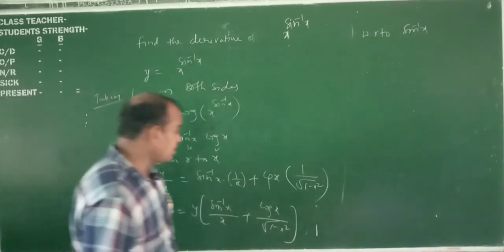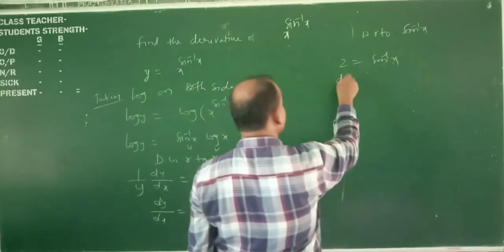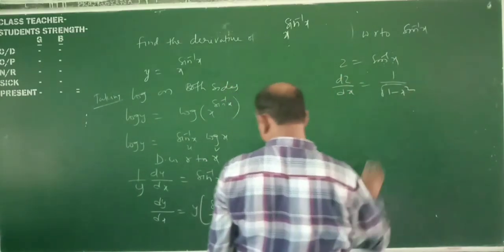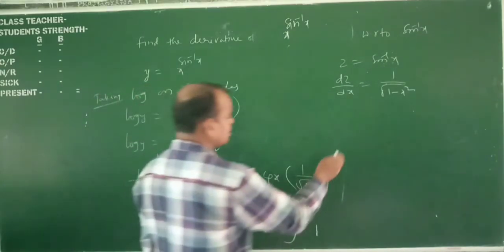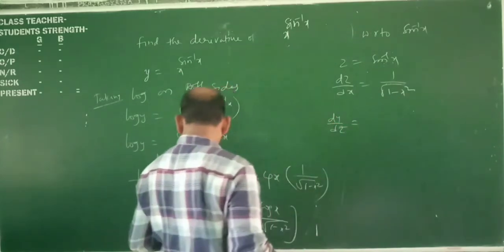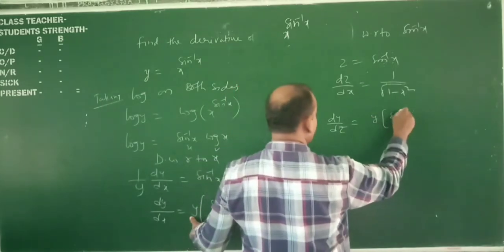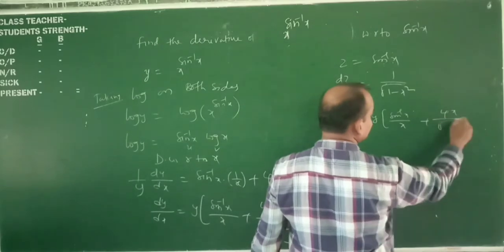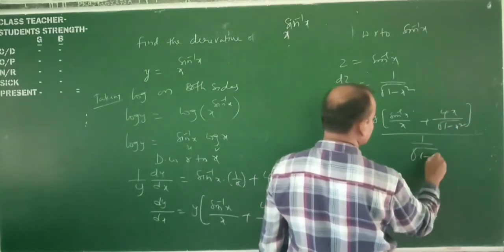Okay, my dear students. Next, this is z. Z is equal to sin inverse of x. Therefore, dz by dx is equal to 1 by root over 1 minus x square. Suppose we take the common, no problem at all. Now, write the answer, dy by dz, this one by this one. Y into sin inverse of x by x plus log x by root over 1 minus x square, divided by 1 by root of 1 minus x square.